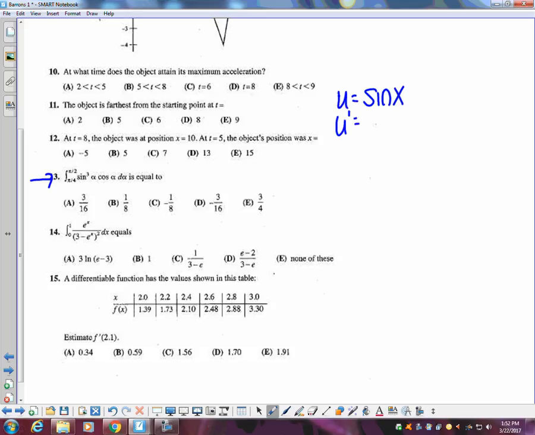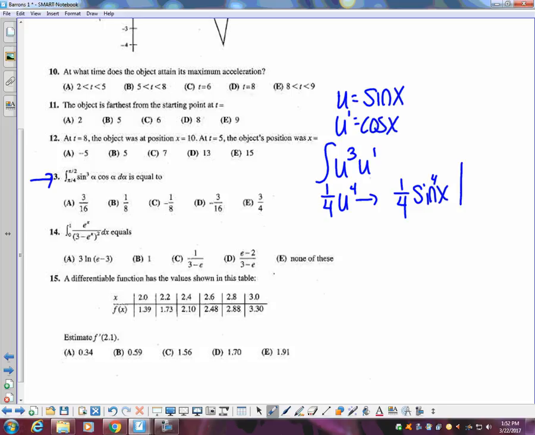U prime is the derivative of sine, which is cosine. So now if I do my u substitution and replace it, I've got u cubed u prime. So now it's just a power rule. So I have 1/4 u to the 4th. Then plug my u back in, and I have 1/4 sine to the 4th x from pi over 4 to pi over 2.